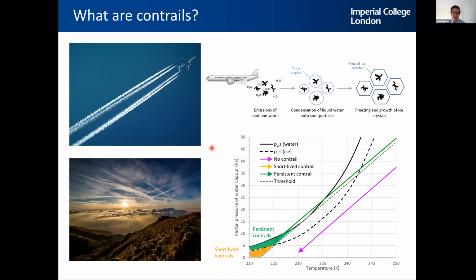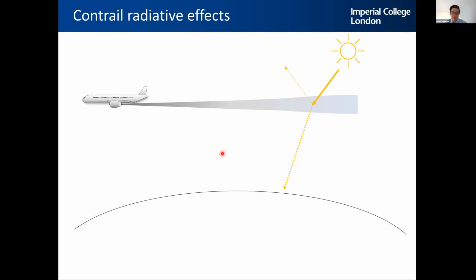And if they persist, they can spread and cover really significant areas, and they have a radiative effect. So just very briefly, the radiative effect is that contrails can reflect incoming solar radiation, so they reduce the amount of solar radiation making its way down to the surface of the Earth. But they can also trap outgoing long-wave radiation. Clearly during the daytime, it's a balance of these two effects, but at nighttime, the cooling effect of reflecting sunlight back out to space goes to zero, and you're left with this warming effect of trapping outgoing long-wave radiation.